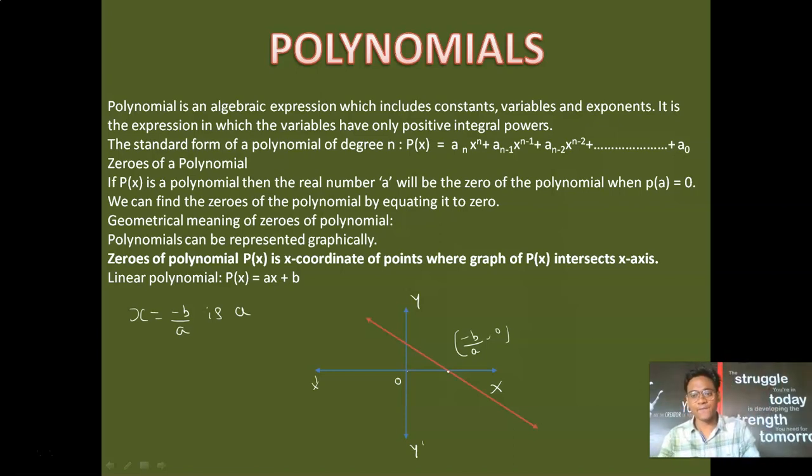A straight line can cut the x-axis only once. Okay, so x is equal to minus b upon a is the 0 of the polynomial. Okay, it is the only 0 of this polynomial px. Clear students? यहाँ तक समझ में आ रहा है अच्छे से? Okay. Now let's move further.